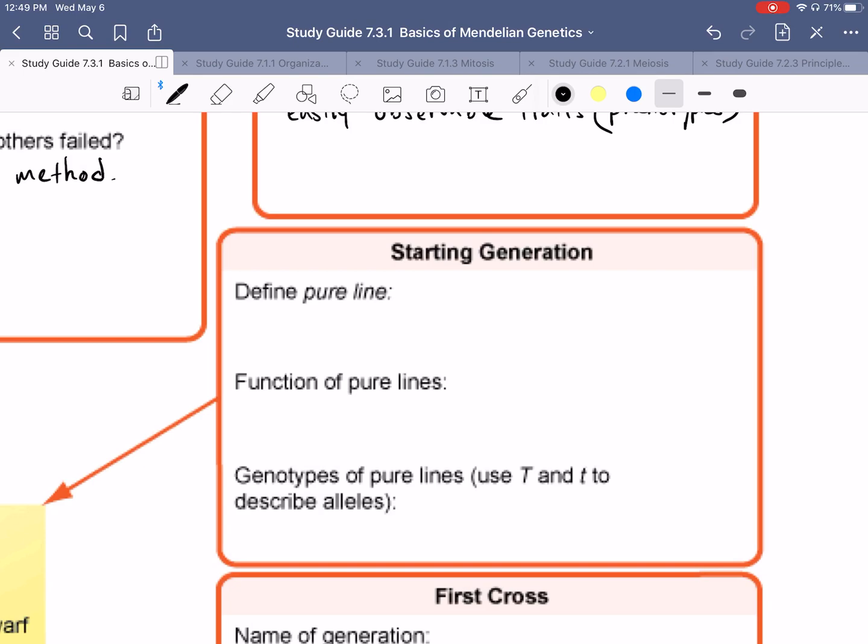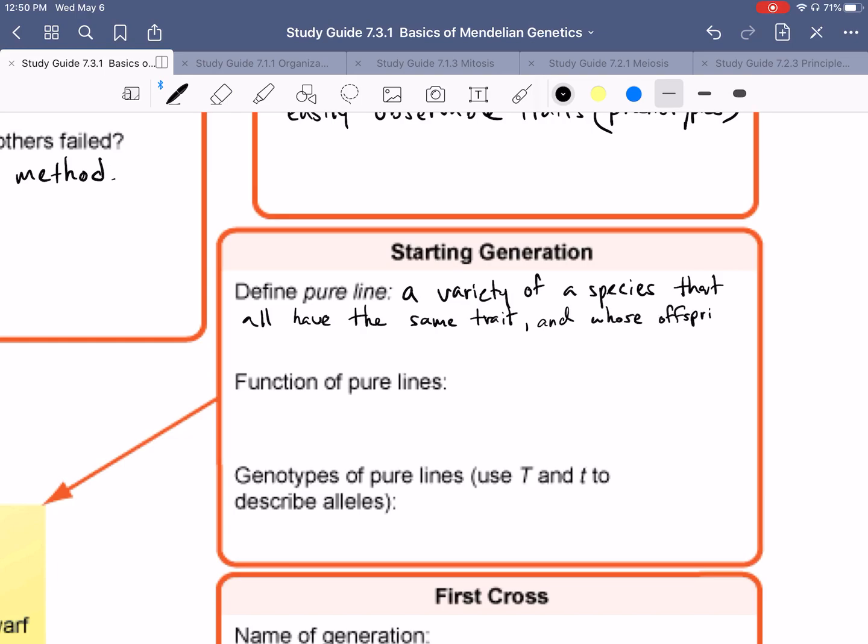Okay, so define pure line. A pure line is a variety of a species that all have the same trait and whose offspring will only have that trait.